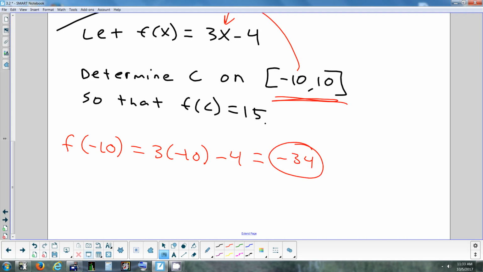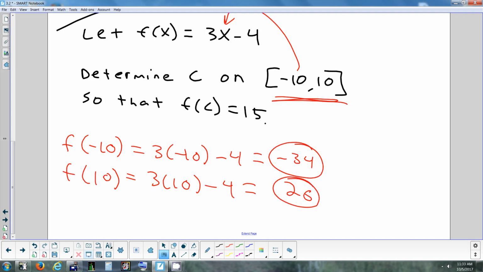And they are going up to, now let's plug in the other number for x. 3 times 10 gives me 30 minus 4, 26. So my y values are starting at negative 34. They're going up to 26. Am I going to go through 15 at some point? Yeah. Think, if you count from negative 34 to 26 and you don't skip any numbers, are you going to hit 15? Yeah. So you will hit 15 on this interval somewhere.